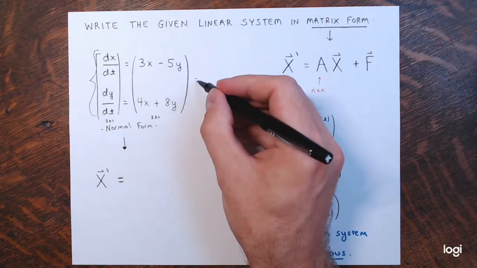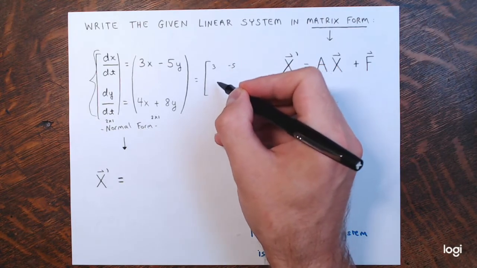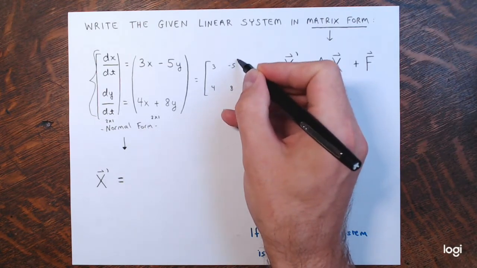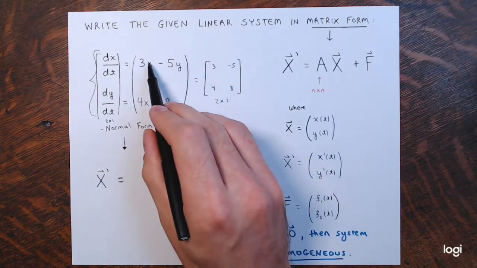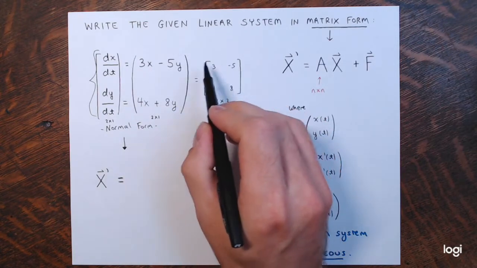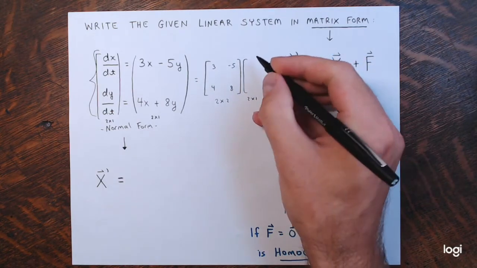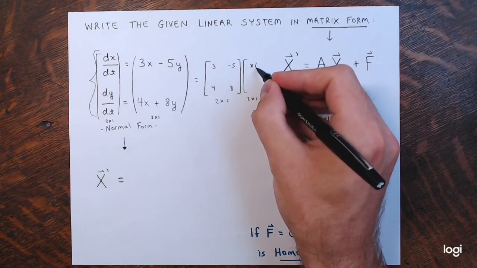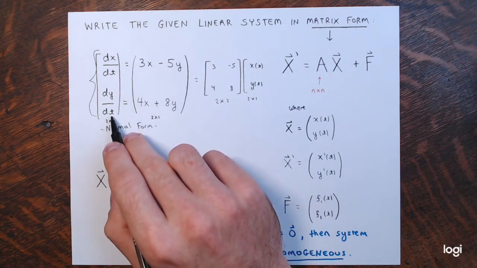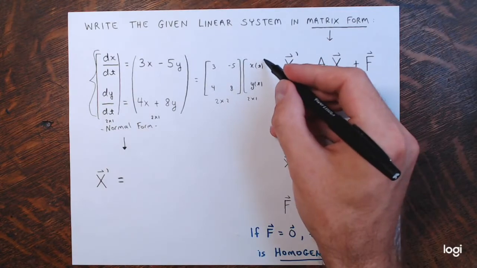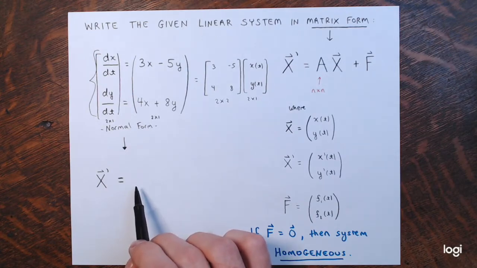I could think of this as the following. The matrix 3, negative 5, 4, 8. This is a 2 by 2 matrix, where down the first column I have the coefficients of x, down the second column I have the coefficients of y, multiplied by the 2 by 1 column vector x, y, or x of t, y of t, same thing. When you see x and y, you have to know that they're functions of t. The derivatives are with respect to t here. And this is how we're writing this in matrix form.